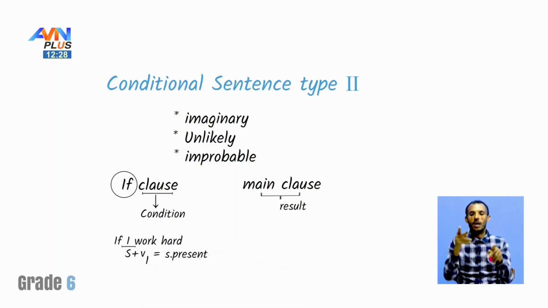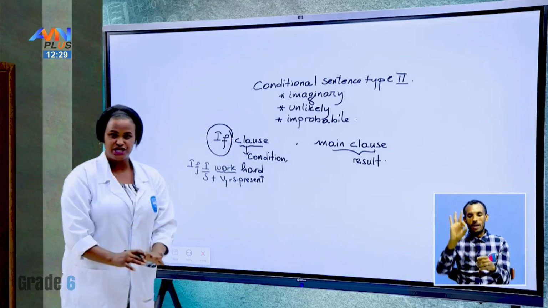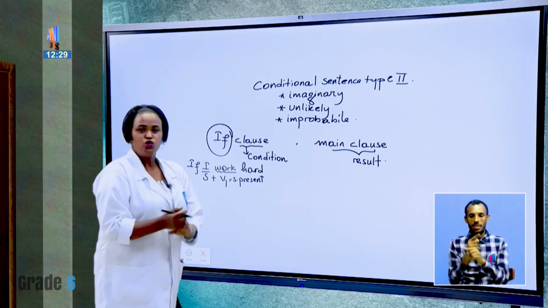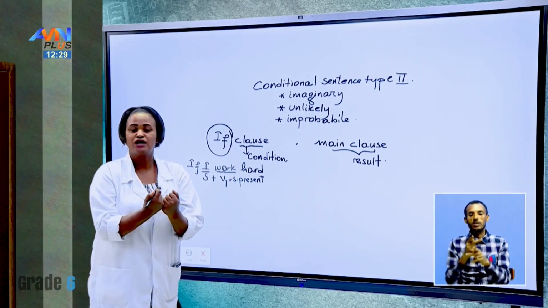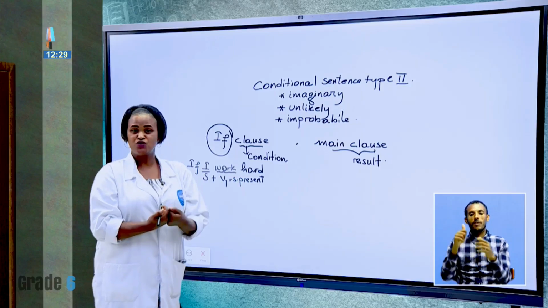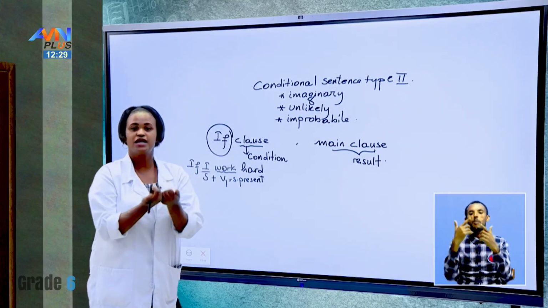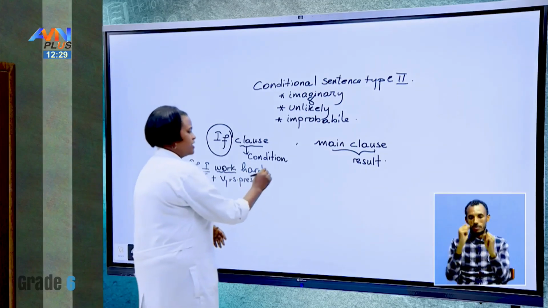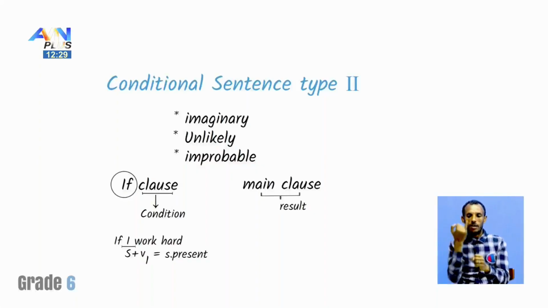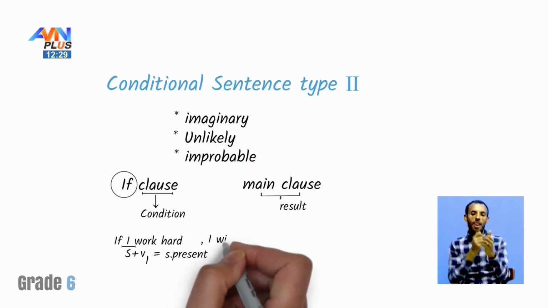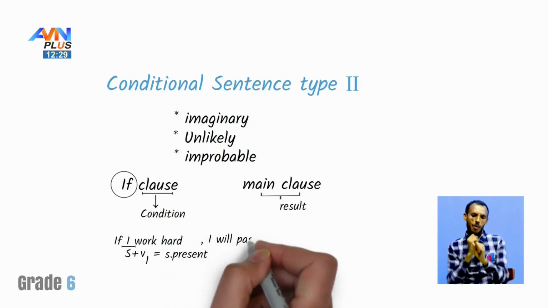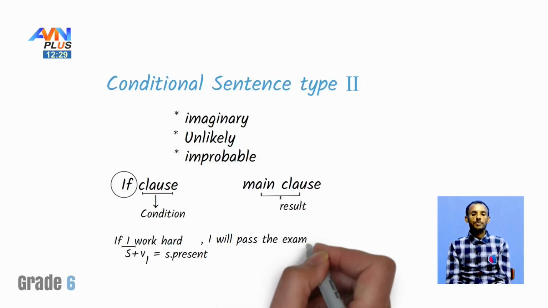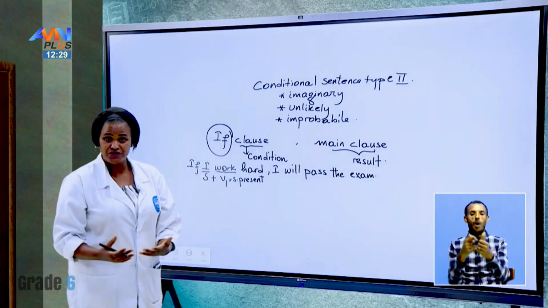Okay, so when you find a present condition, then you expect something in the future, right? So we don't hold the future. We are not sure what will happen in the future. So we set it what? There is a possibility for the result to happen. For example, if I work hard, if you are a student, you might say, I will pass the exam. This is one possibility, right?